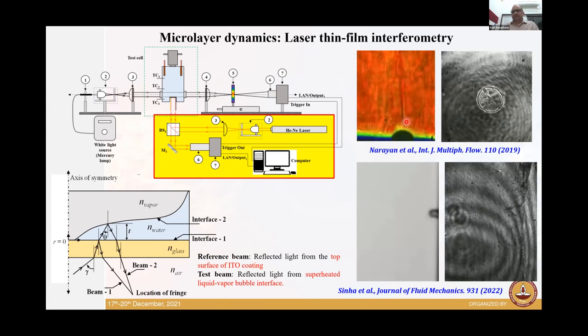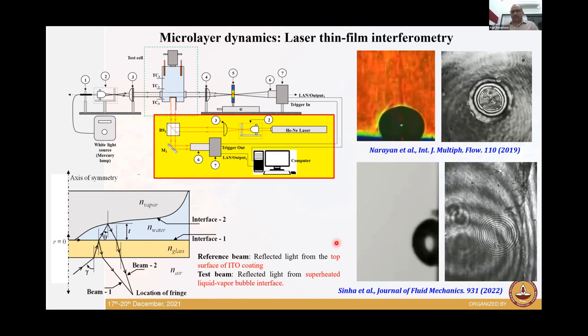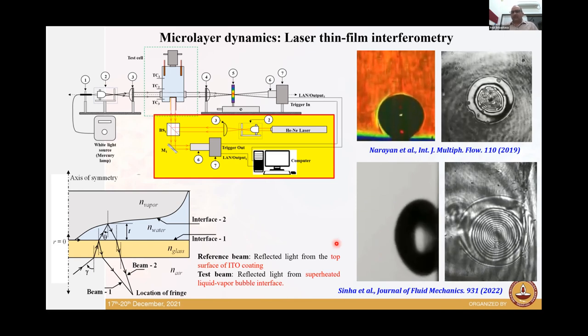So here is a one-on-one match of a bubble that is growing. This is RSD. And then here, from the bubble base, you can see the formation, reformation, and evaporation of the microlayer. Depending on the number of fringes that appear or disappear, you can calculate the rate at which the microlayer is being formed or the rate at which it is getting evaporated. We have extended similar kind of measurements in the context of flow boiling.